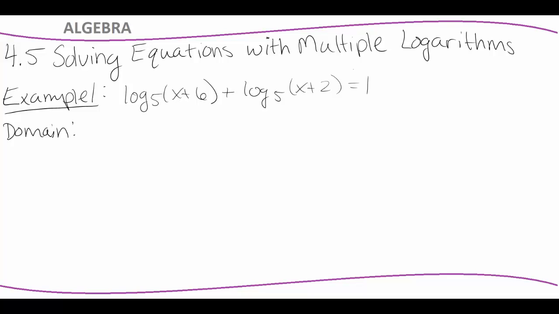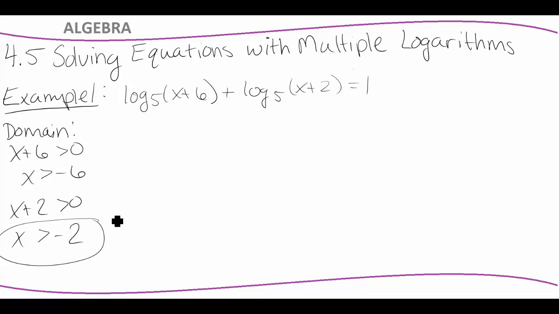And so we know that everything inside of the logarithm has to be greater than 0. So we're going to have x plus 6 is greater than 0. So subtracting 6 from both sides, we get x is greater than -6. And we have x plus 2 is greater than 0. So we get x is greater than -2. And this means that any solution must satisfy that x is greater than -2.